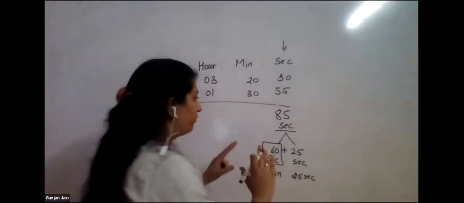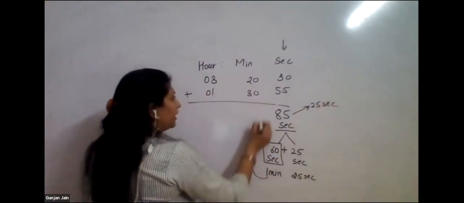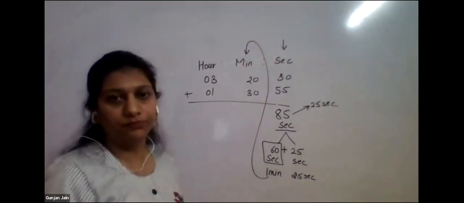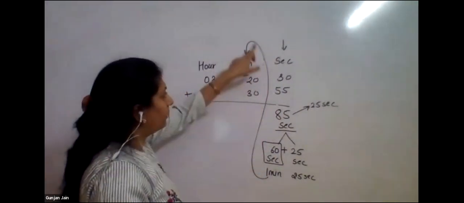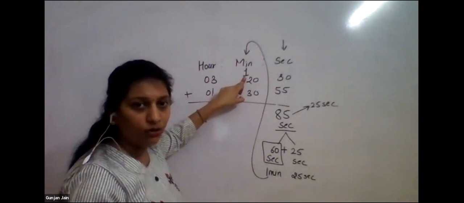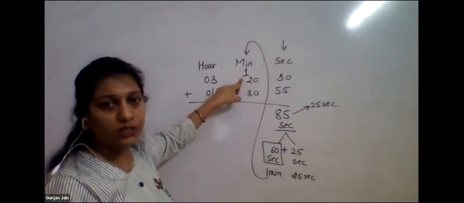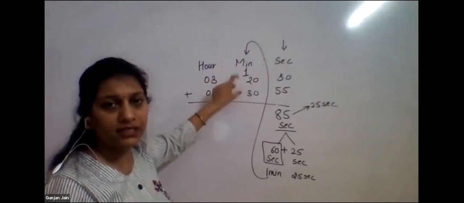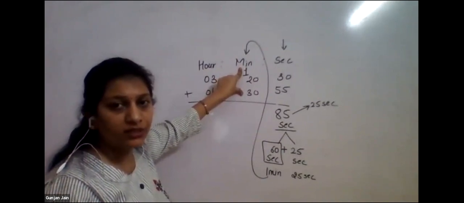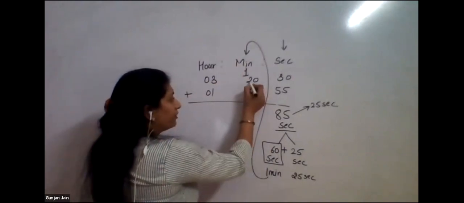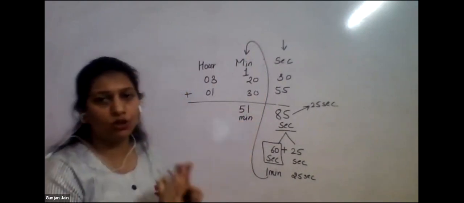So what we will do, we will put 25 seconds here only and this 1 minute will go in the minutes column. So this will be a carryover. 1 is coming from the seconds side, so it is a carryover. So 1 plus 20 plus 30. How many total minutes are there now? Just add all of it. What will be the answer? 51. Correct. 20 plus 30 is 50, 50 plus 1 is 51 minutes. This is less than 60, so no problem here.